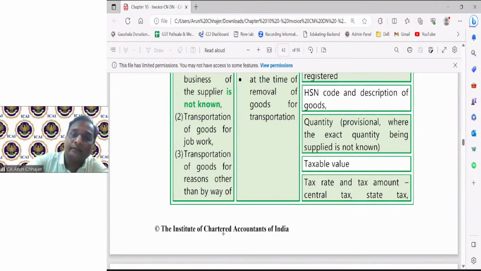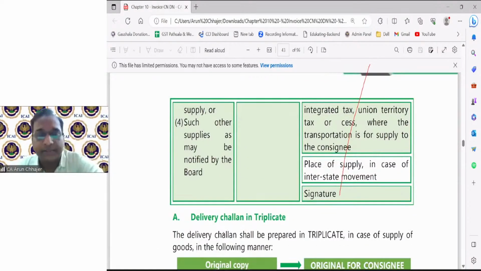And last is for certain notified categories, as may be notified by the government, as may be notified by the board.